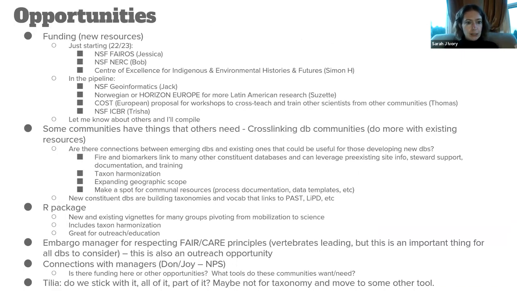In terms of opportunities, I'll go through this as quickly as I can. I was thinking about the idea that there are obviously finite resources. So we can try to get funding for new resources, and another thing we can do is do more with existing resources. That's how I've tried to frame these opportunities. I went through all of the talks and made a list of all the funding opportunities that were grants just starting in either 22 or 23, so they still have quite a bit of time left to do what their stated goals are to do.